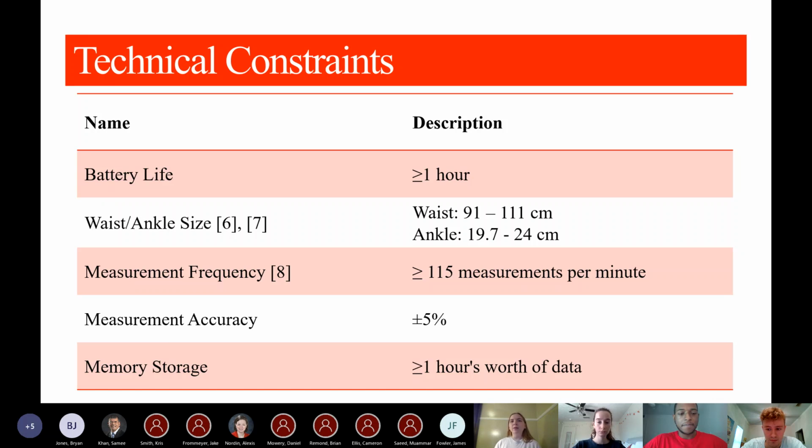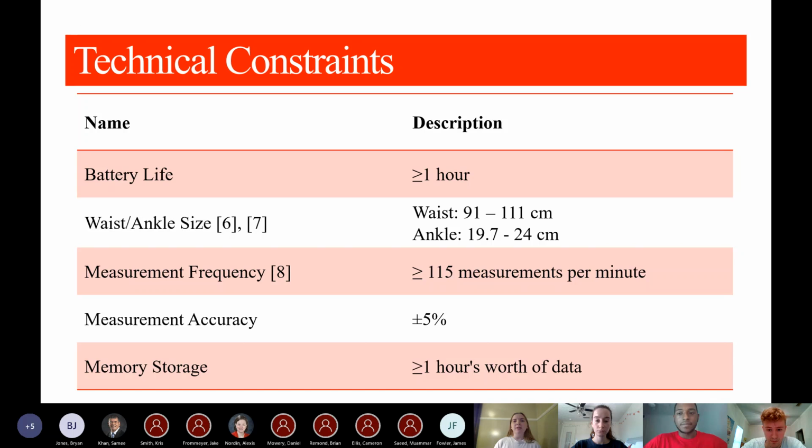For the waist and ankle belt sizes, we decided that the minimum lengths for the waist would be 91 to 111 centimeters, and for the ankle would be 19.7 to 24 centimeters. This comes from an article from the CDC listing those as the average.